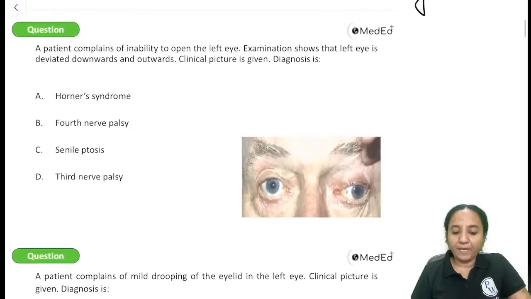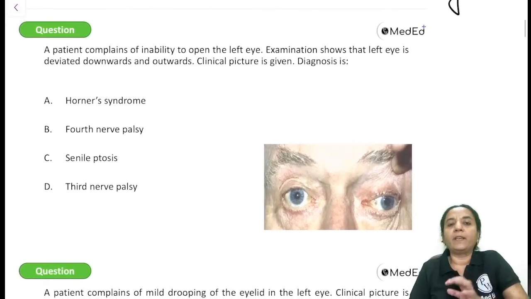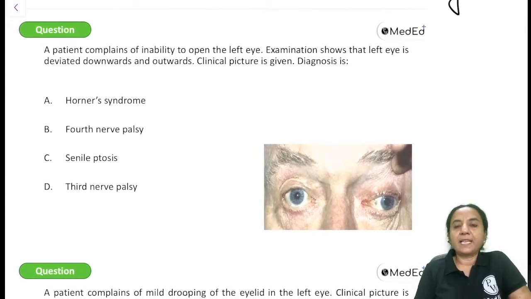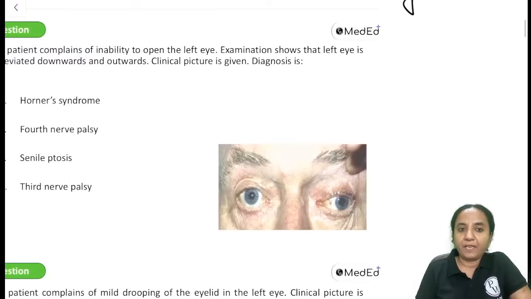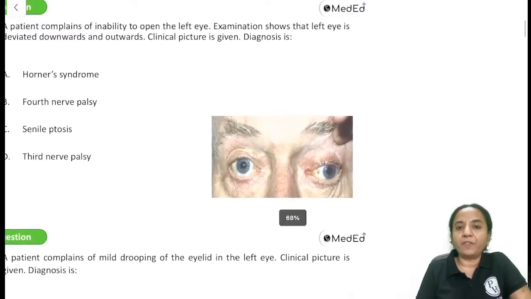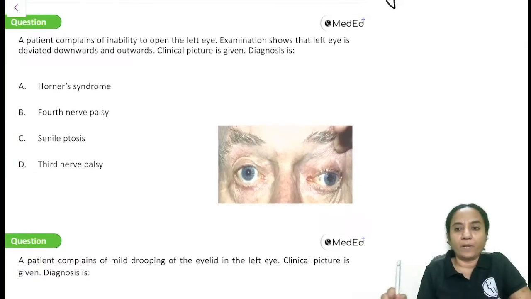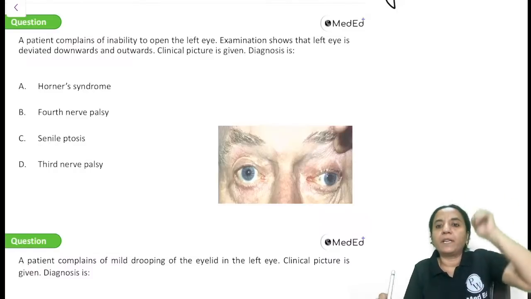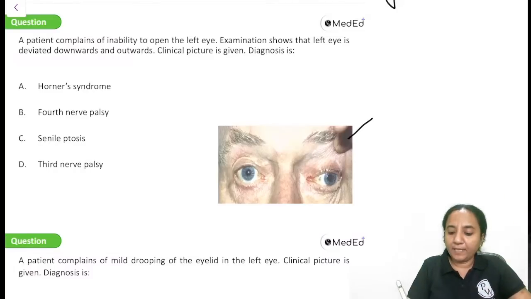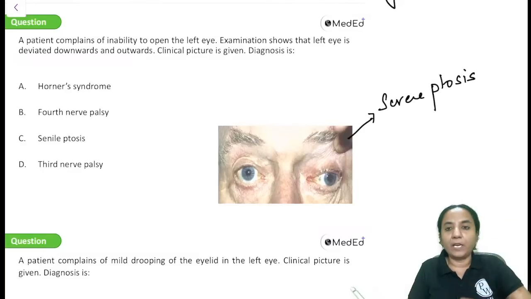A patient complains of inability to open the left eye. On examination, we see that the left eye is deviated downwards and outwards. So this is the clinical picture. Let's look at this. What are the features that you see here? The question says that there is an inability to open the left eye. Or picture में देखो, there is somebody who's lifting up the lid. Now what does this suggest? This suggests that there is a severe ptosis, है ना? That's why somebody is pulling up the lid.